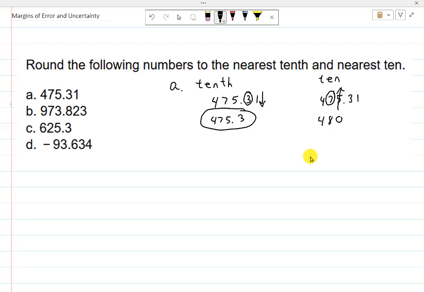Now when you round to the nearest 10, you can leave your answer like this because I've got it in a 10. So technically speaking, that's the best way to answer that because it is the 10 that is closest to the number that we had.